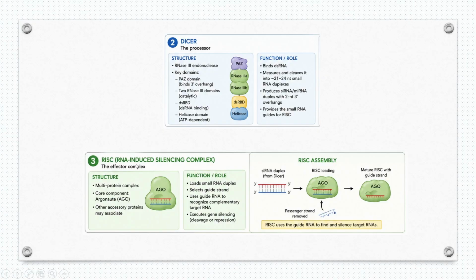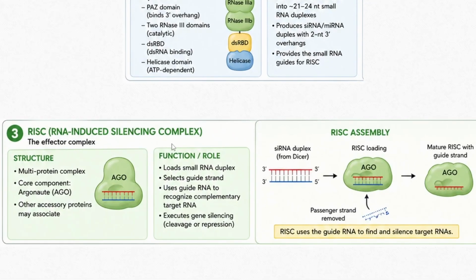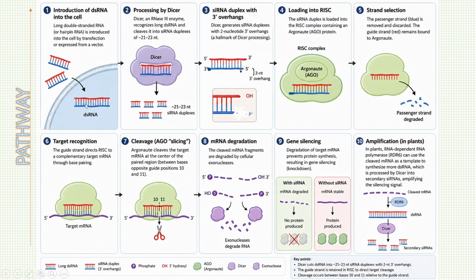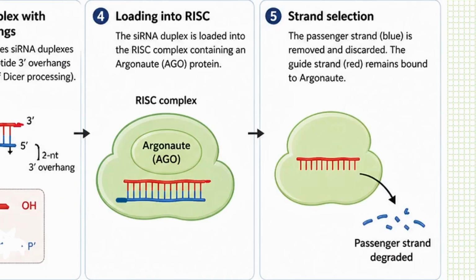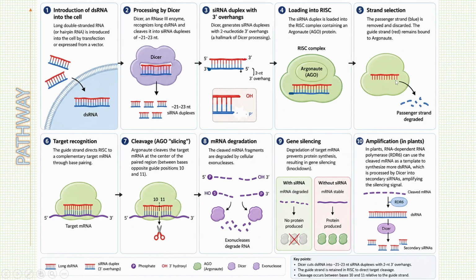The last component is RISC, or RNA-induced silencing complex. Argonaute protein is the most important component of this protein complex because it has endonucleolytic activity, which is responsible for cleaving your target mRNA. Now, let's understand the process. When the double-stranded RNA is introduced in the cell, dicer acts on it and cleaves it to form small siRNA molecules. These siRNAs are double-stranded. While loading onto the RISC complex, one of the strands of your siRNA gets degraded. That is called the passenger strand. And the other strand survives. That is called the guide strand.